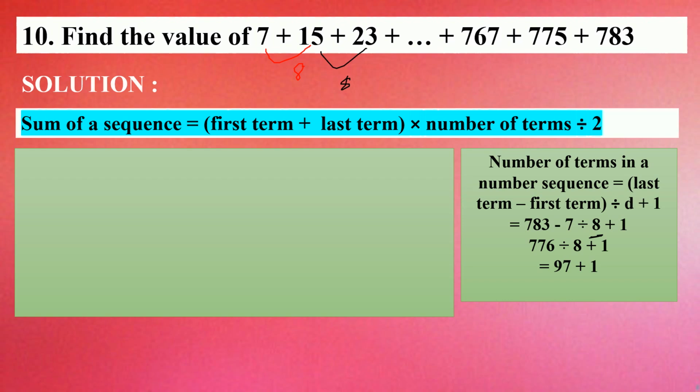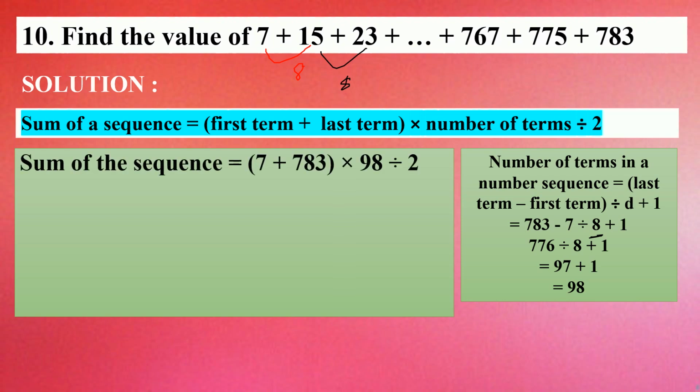So when we solve this particular equation, we get 783 minus 7, 776, divided by 8, plus 1. 776 divided by 8 is 97, plus 1, that is 98. So the number of terms is 98.